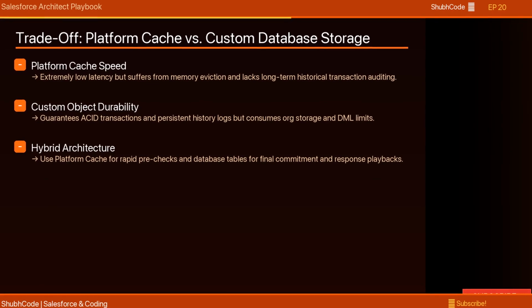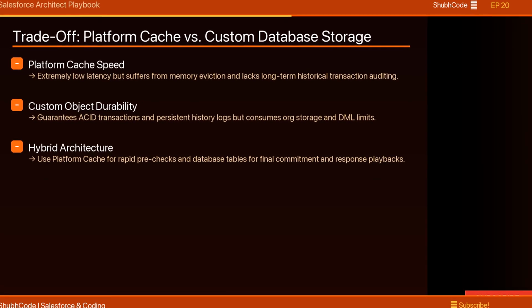As a CTA, you must weigh the architectural trade-offs of where you save this state. Platform cache is blindingly fast, boasting sub-millisecond lookups, but it lacks transactional durability and can be cleared during Salesforce maintenance windows. A custom object, on the other hand, guarantees transaction safety and provides a permanent audit trail, but it costs you a DML operation and contributes to storage limits. For financial ledgers, always go with custom database objects. For high-volume, low-risk telemetry, platform cache is your best friend.